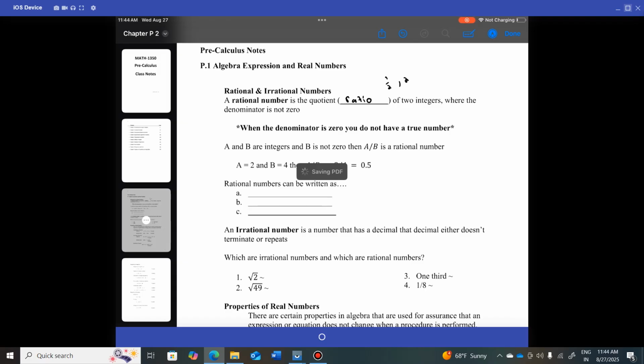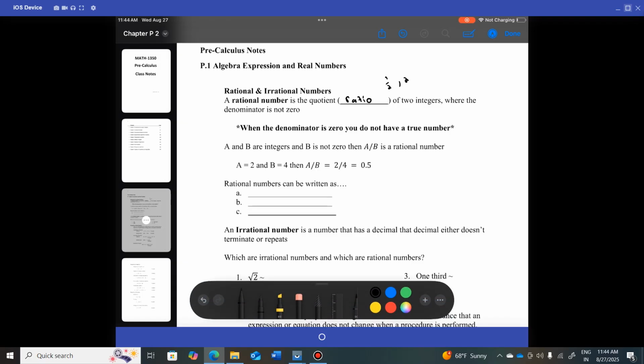So if we look at a fraction of a and b, a over b, both of these numbers have to be integers. They can be negative, they can be positive, a could be 0, but they have to be integers. So a is 2, b is 4, then a over b is 2/4 or 0.5. Right, so we can write rational numbers as fractions. We can write them as decimals. So 1/2 is 0.5. And we can write them as percentages. Say 50%.